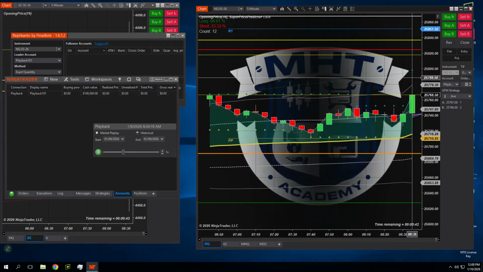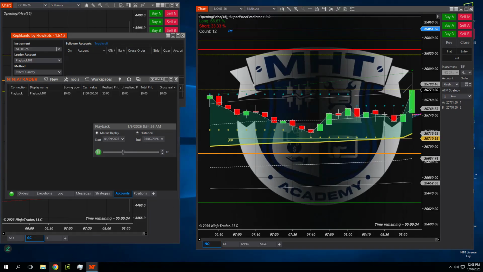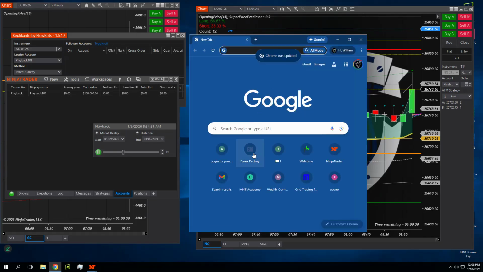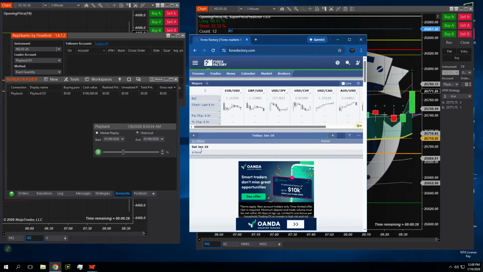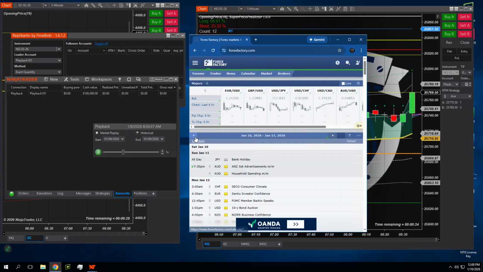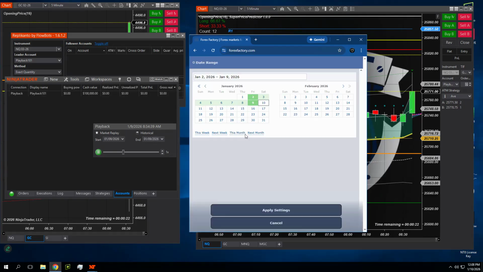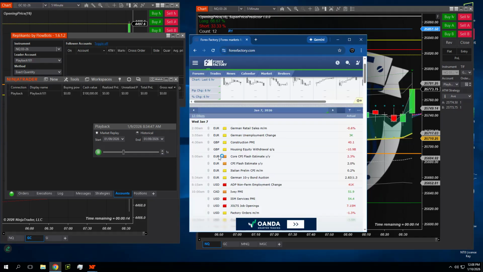And once again, this is that 8:30 craziness that happened with that news. And when you're practicing, you can still check the news. So if you wanted to practice last Friday or last Thursday, you can pull up Forex Factory and look at what happened on that date. You just click the button right here and you can choose a date to look at what the news was on that day. Apply settings and it'll show you what happened on the 7th.